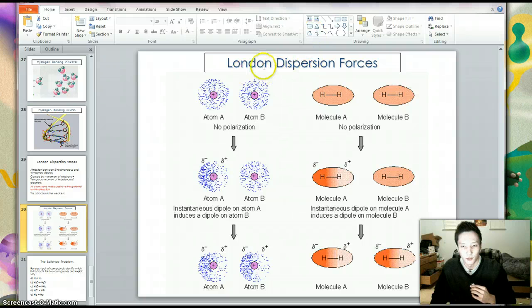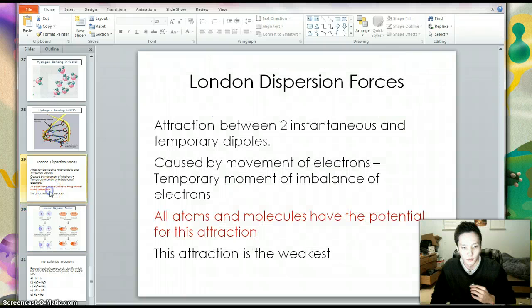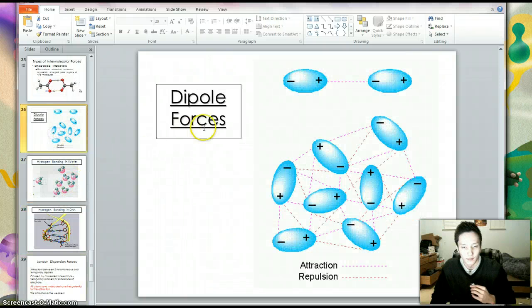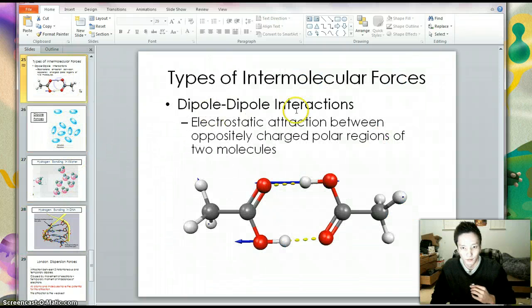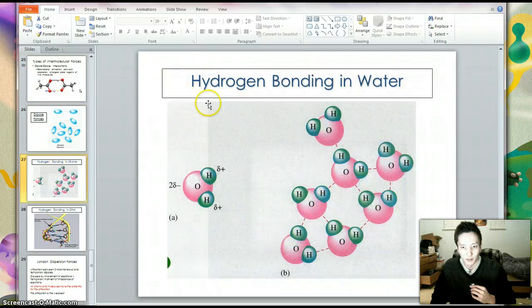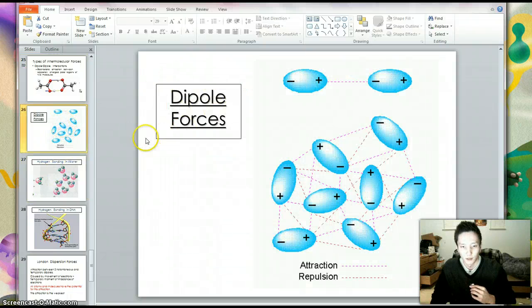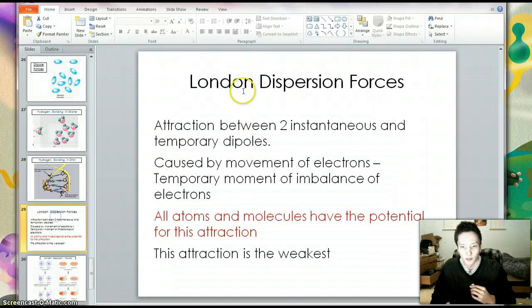So London dispersion forces, you guys, are very weak forces. Okay? So just a brief recap. We have dipole forces. We have hydrogen bonding, which is a part of dipole-dipole interactions. And lastly, we have London dispersion forces, the weakest of the three that we talked about. Okay, tomorrow we'll go over some examples in class.